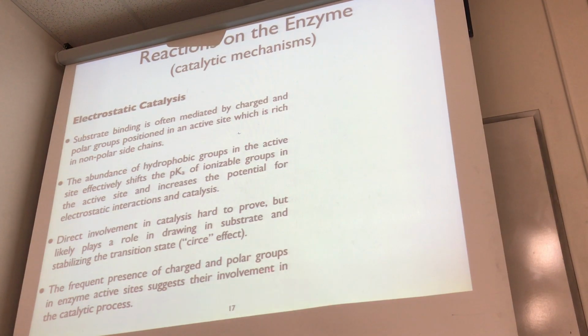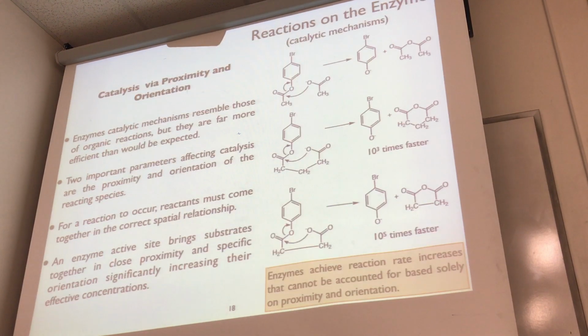The frequent presence of charged and polar groups in enzyme active sites suggests their involvement in the catalytic process: substrate binding, orientation, and catalysis. Catalysis via proximity and orientation. Enzyme catalytic mechanisms resemble those of organic reactions, however, they're far more efficient than would be expected. Two important parameters affecting catalysis are the proximity and orientation of the reacting species. For a reaction to occur, reactants must come together in the correct spatial orientation.